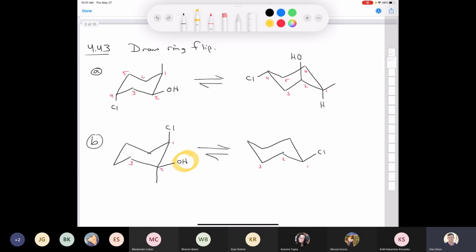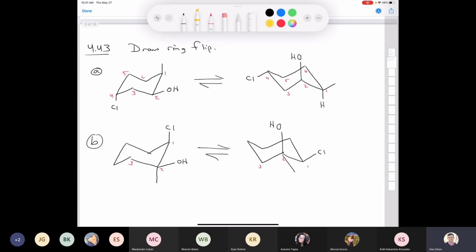The hydroxyl is going up. Since it's up and equatorial here, it's going to be up and axial here. So we'll draw a bond straight up to our hydroxyl. And then our methyl group is down and axial here, so it's going to be down and equatorial over here. And I'm going to draw a bond just like that.